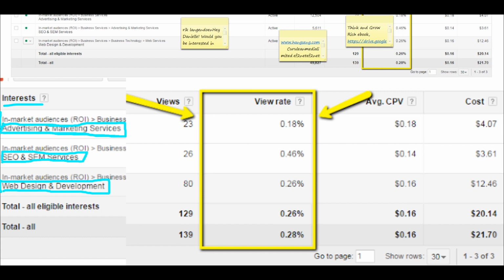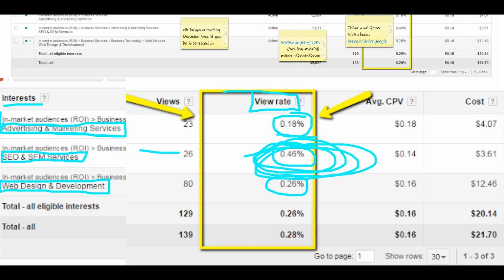Now, what you'll see is, I don't have a lot of data here, but we do see some clear trends. I'm looking at my view rate right here, and we see I have a 0.18% view rate, I have a 0.46% view rate, and I have a 0.26% view rate. Now, the one that stands out is obvious, okay? This number right here is much higher than the others. And it's because it is in this category, SEO and SEM services.